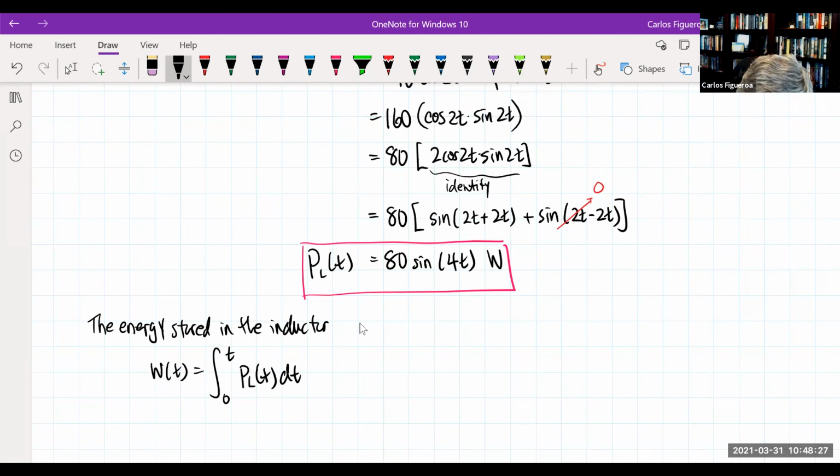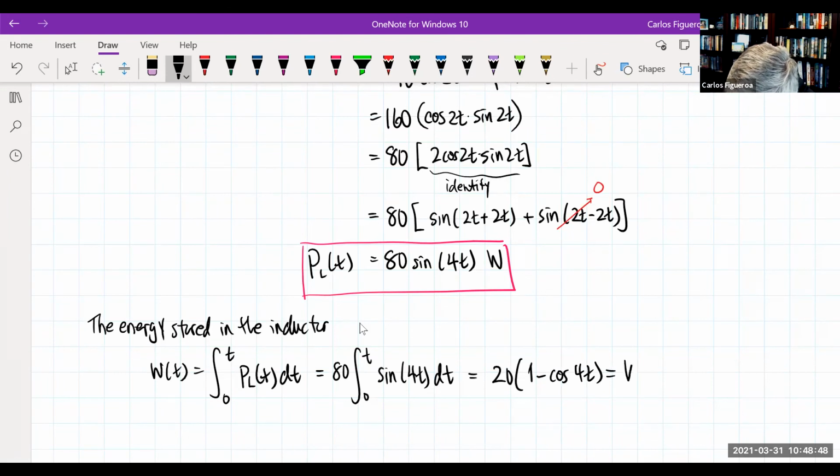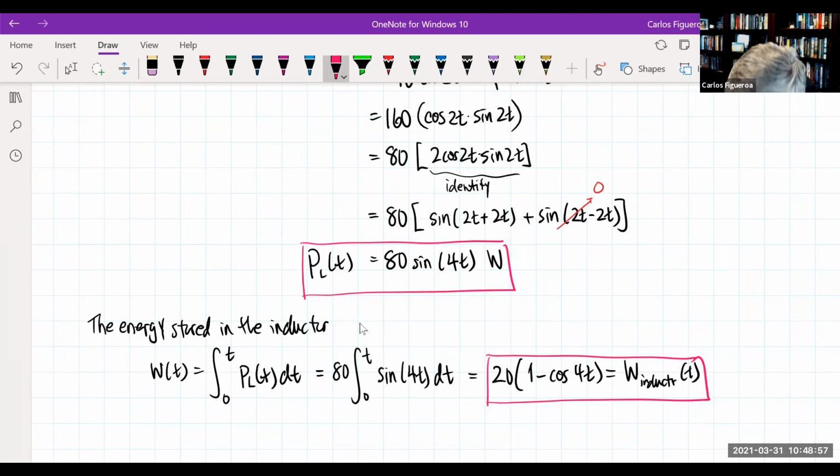If I plug this in, this is going to be 80 times the integral from 0 to t of sine of 4t dt, and if I integrate this thing, you're going to get a value that reads 20 times 1 minus cosine of 4t. And this tells me the energy of the inductor.